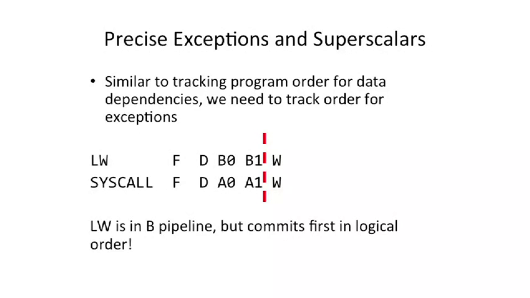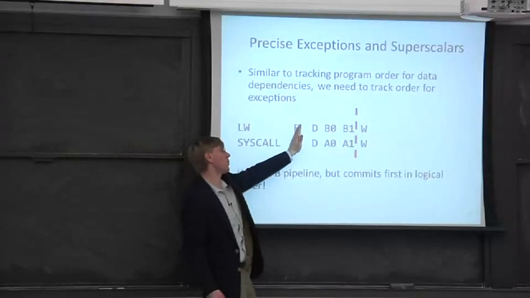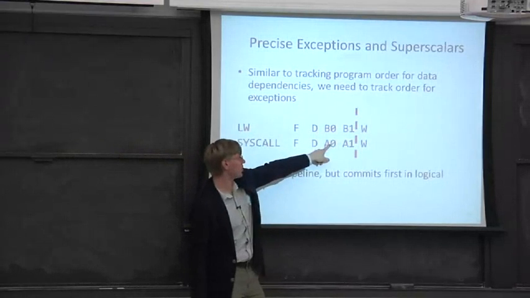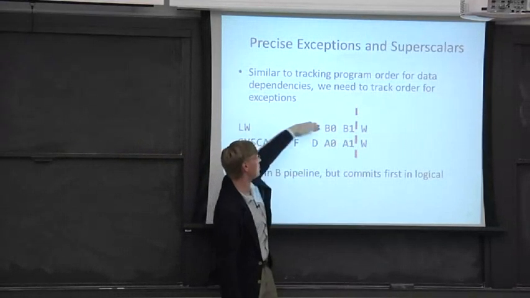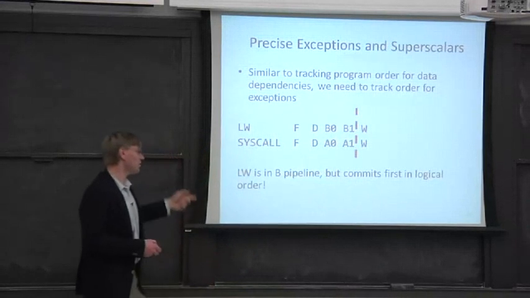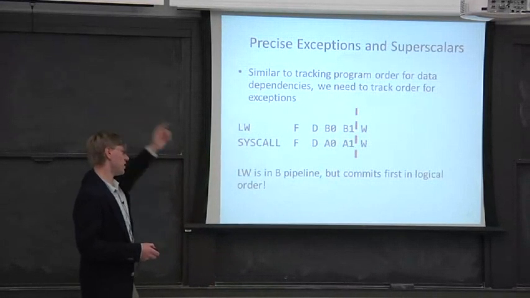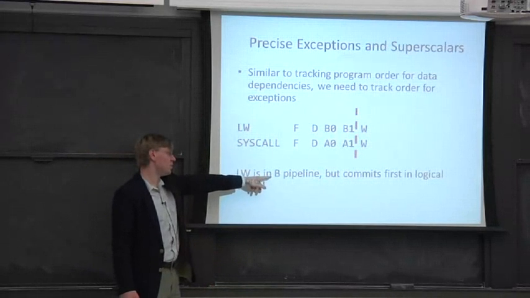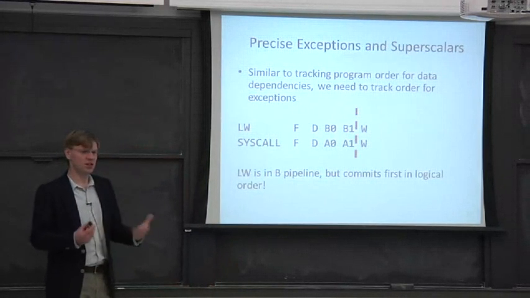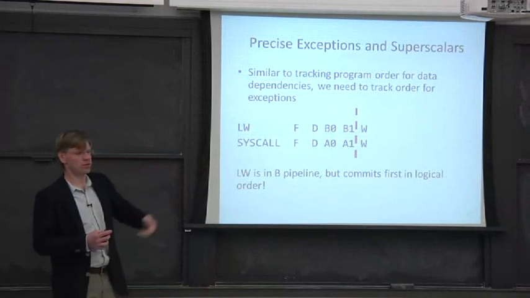And one of the interesting questions here is this load word, which is going to go down the pipe. If we fetch these two at the same time, and they start marching down the pipe, so this is our pipeline diagram. We fetch at the same time. We decode at the same time. The load has to go to the B pipe, so it ends up in B, and the syscall ends up in the A pipe. Well, what does this exactly mean if the load is in the B pipeline, but it takes an interrupt and it commits in order first?